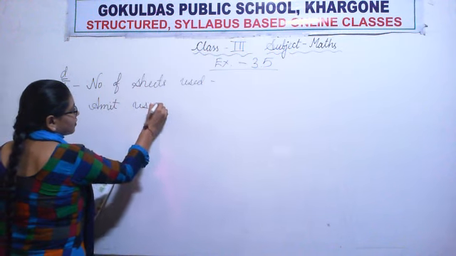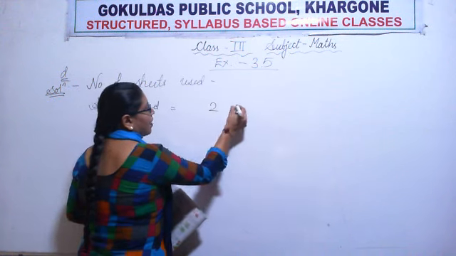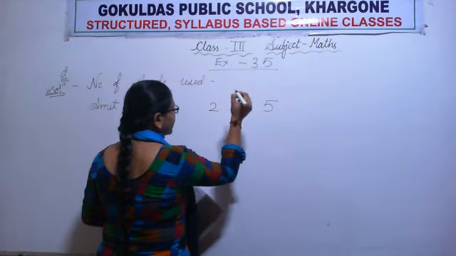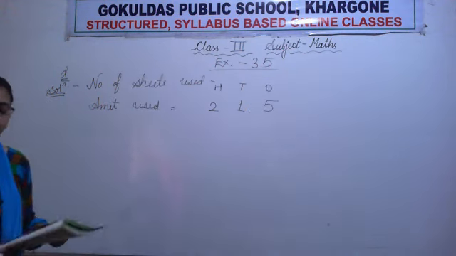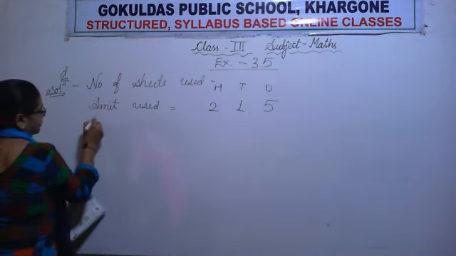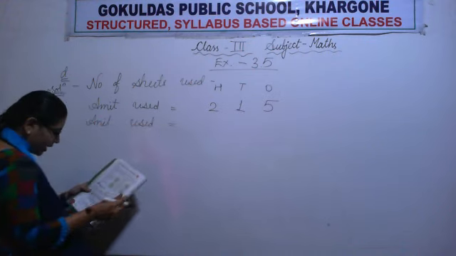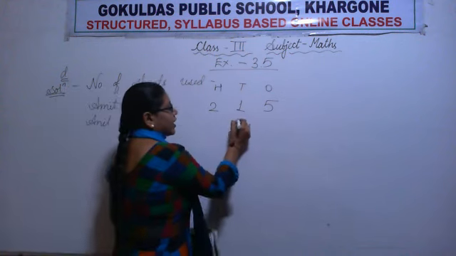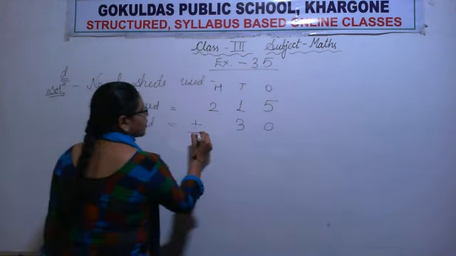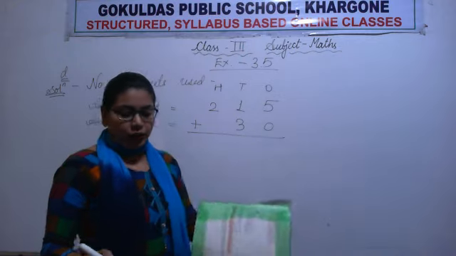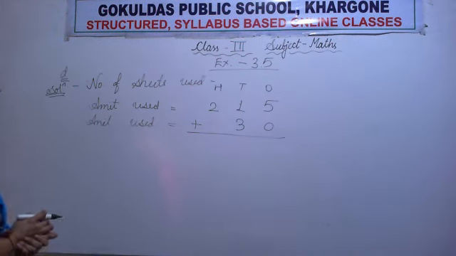Amit used how many? 215. Amit used 215 sheets. Do not forget to write about the places, 100, 10s and 1s. Now Anil. Anil used how many? 30 sheets. Anil used 30 sheets. So we will add both the numbers used by Anil and Amit for finding out the total number of sheets used.